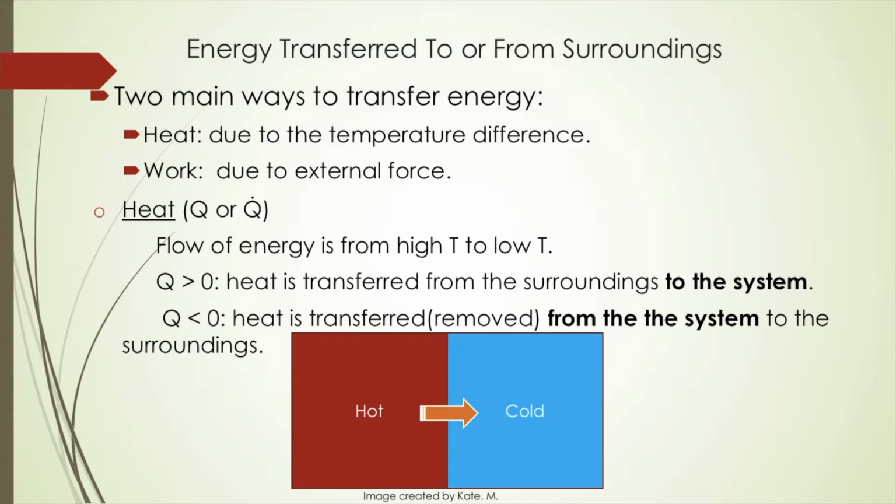Alright, when heat is transferred from the surrounding to the system, then we say that heat is added to the system from the surrounding. In this way, heat is positive. On the other hand, when heat is transferred from the system to the surrounding, we say that heat is removed from the system. Then heat is negative. Just remember, whenever energy is removed from the system, it has a negative sign. Whenever energy is added to the system, it has a positive sign.